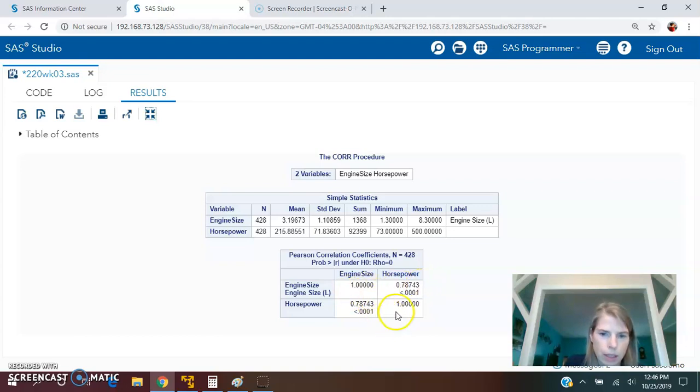Now, the ones that you see here are just comparing a variable to itself. You can ignore those. The horsepower to engine size is what we're interested in. And you'll need to refer to the information provided in the PowerPoint to know how strong this is. And this is actually a strong positive relationship.